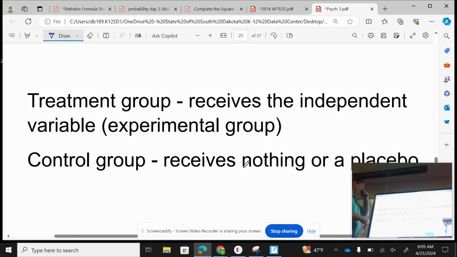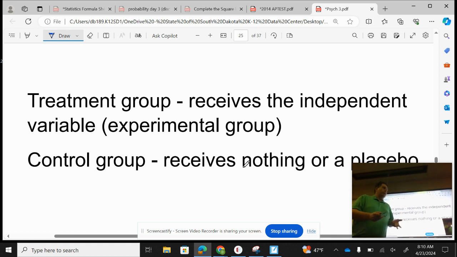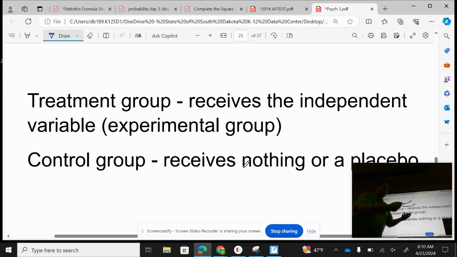All right, the treatment group receives the independent variable. So they receive the treatment. You shouldn't use treatment group, or we call it the experimental group, but that's the one that receives the treatment. If it's treatment group, you should never use a word to define itself. That's poor academics. Control group receives nothing or a placebo.